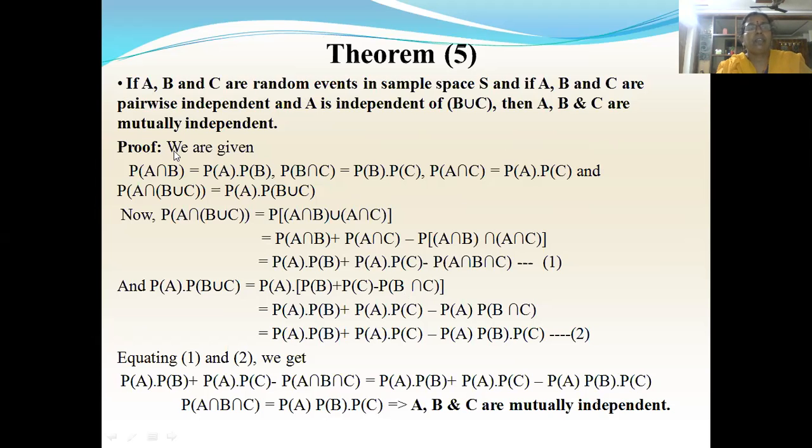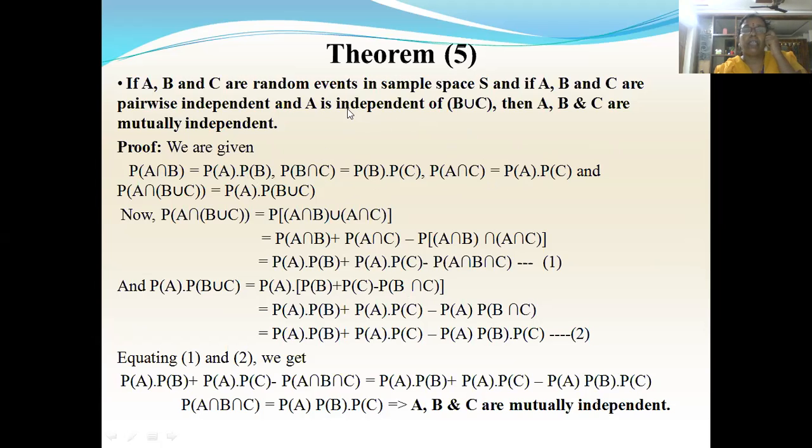So here what we are given, I am writing this here because it is given that A, B and C are pairwise independent. It means what? P of A intersection B is equal to P of A into P of B, P of B intersection C is equal to P of B into P of C, and P of A intersection C is equal to P of A into P of C. Because they are pairwise independent, you will get these conditions.